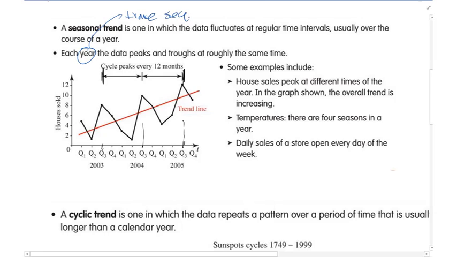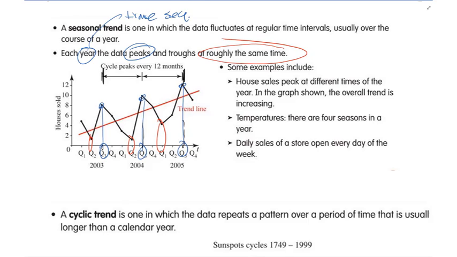Okay. The data peaks, and where's that peak happening? Quarter 3, and quarter 3. If we joined them up. When we also look at where there's troughs, quarter 2, quarter 2. They're roughly the same time. So examples could look at how sales peak at different times of the year, and the graph showing the overall trend is increasing. So we're seeing, remember here, an increasing seasonal trend.